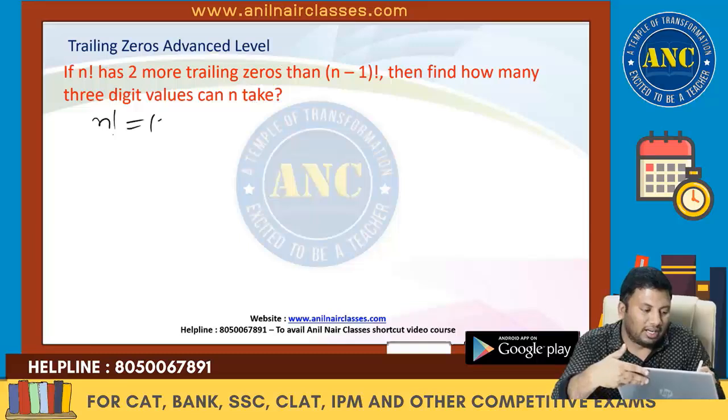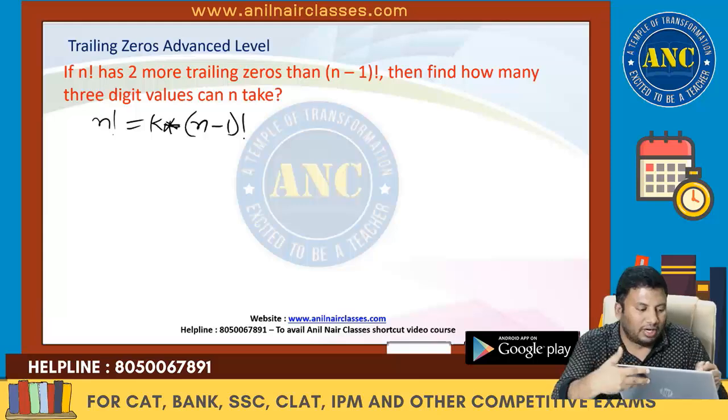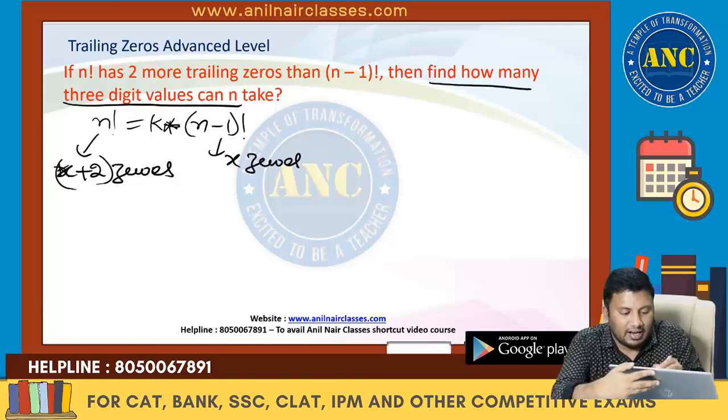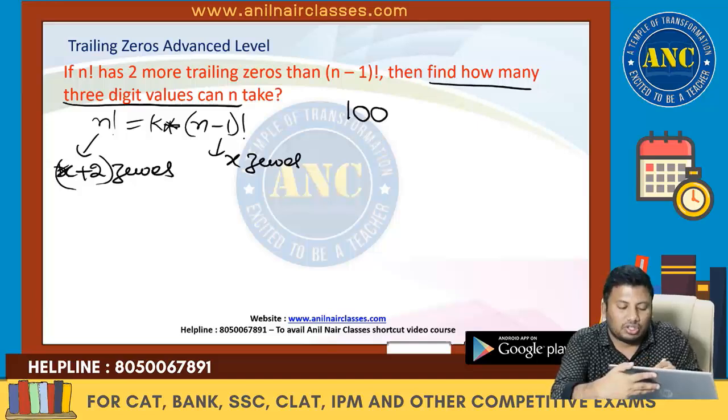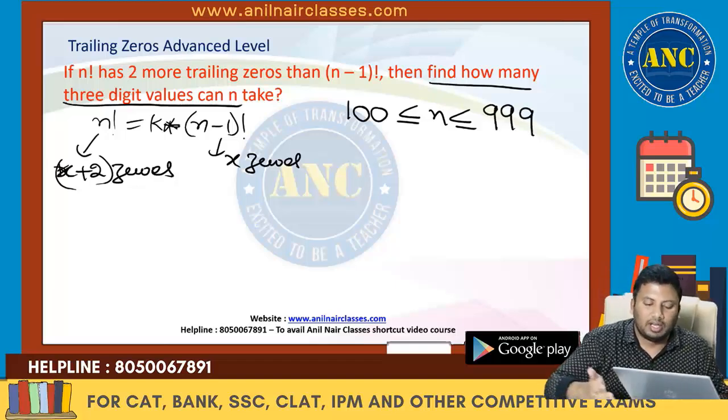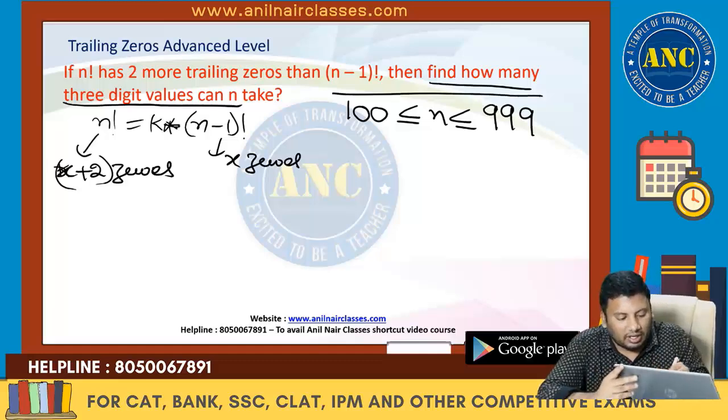N factorial is k into n minus 1 factorial. This has got x plus 2 zeros at the end, and this has got x zeros at the end. How many 3-digit values can n take? 3-digit values, lowest 3-digit number 100 less than or equal to n less than or equal to 999.